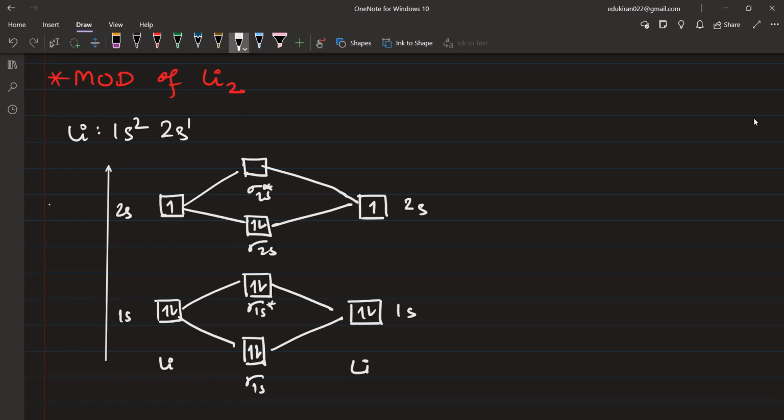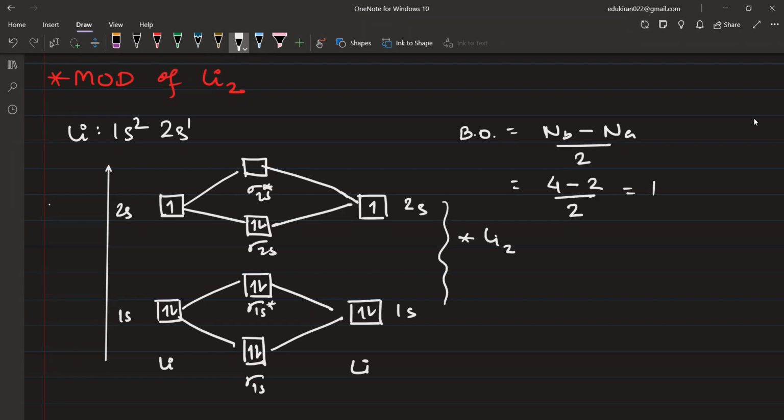Now calculate the bond order. बताइए नंबर ऑफ बॉन्डिंग कितने हैं? 4 बॉन्डिंग. And anti-bonding? 2. So this will be equal to how much? 1. So bond order is 1. That means there is a bond that exists between lithium and lithium. So we can say that lithium 2 exists. Okay, lithium 2 exists. Got it, guys?